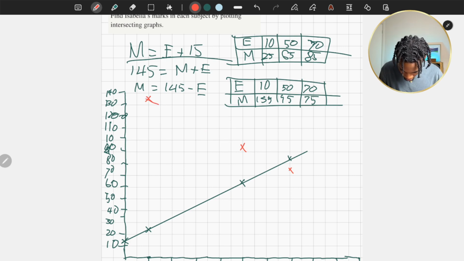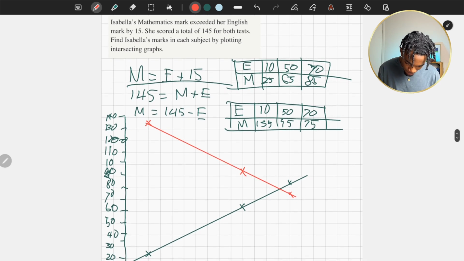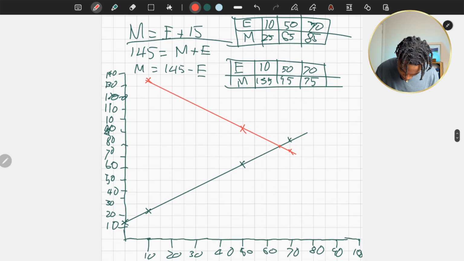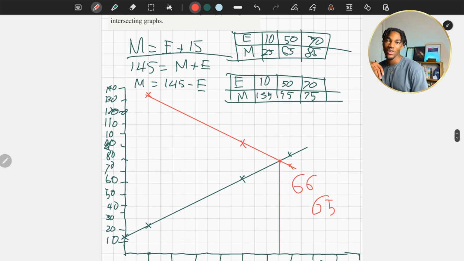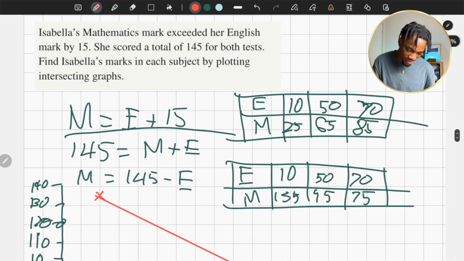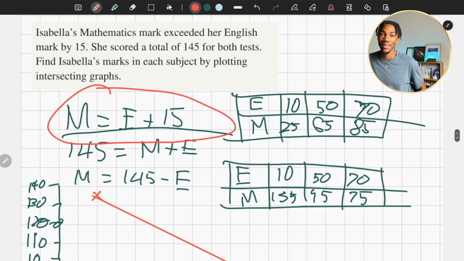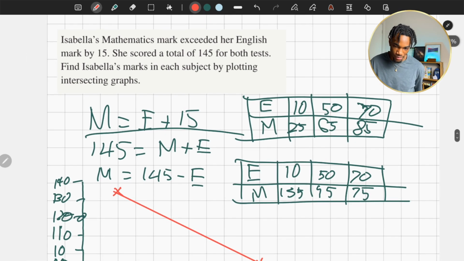Then find their point of intersection. The mark for both is about here. We draw a line down, about 66 or 65. These really depend on accurate graphs, so make sure you draw accurate graphs with an appropriate scale, and then you'll be right for these. Again, remember, all you have to do is write what you see.